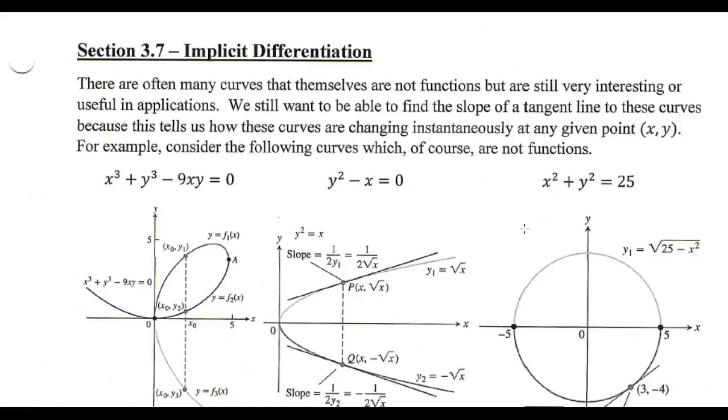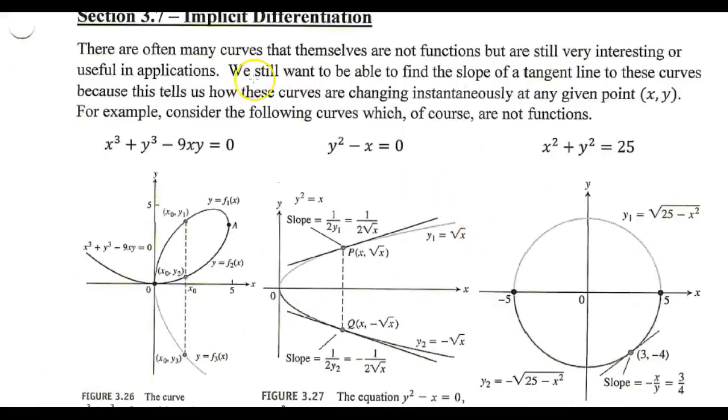Okay, we are now into section 3.7. This section is called implicit differentiation, and that will become clear as to why we call it implicit differentiation in a bit. The bottom line is it's really just the chain rule, okay? So it sounds like it's something different, but it's actually the chain rule.